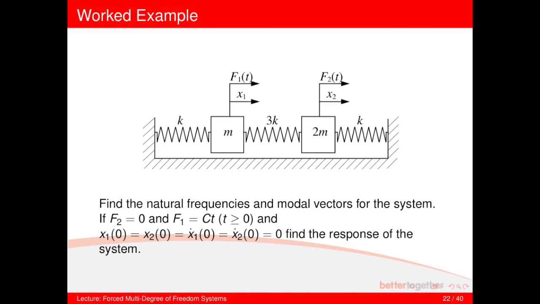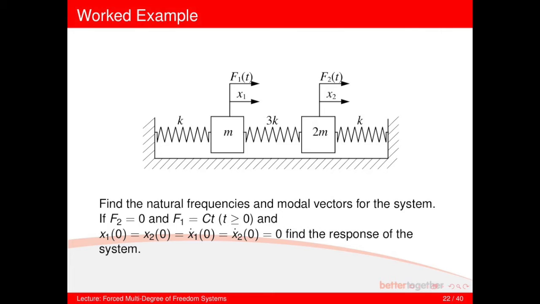And for this system, we're going to say that F2 is 0. There's no force being applied to this mass. But with this mass, we've got some constant times by time. It's a ramp forcing function, basically. As time increases, the forces being applied to this one will increase.